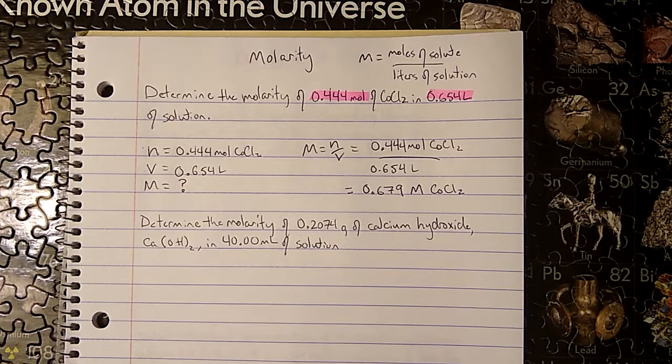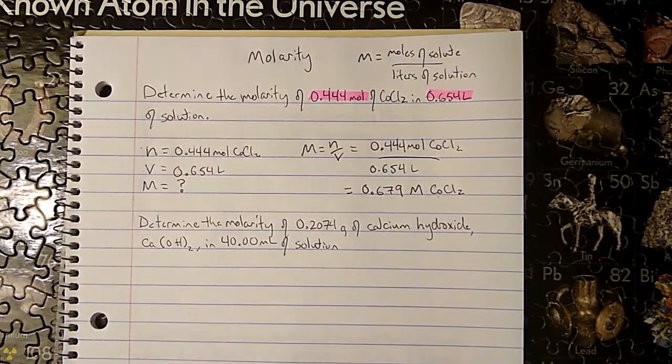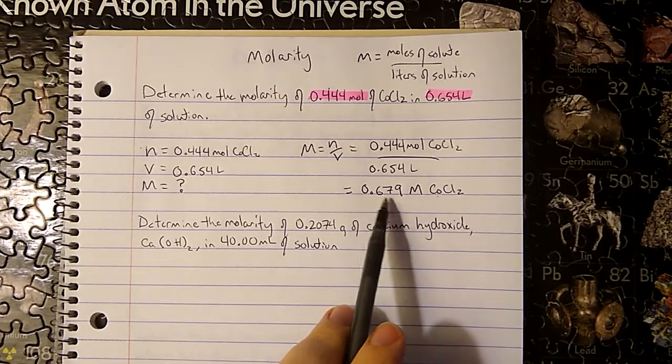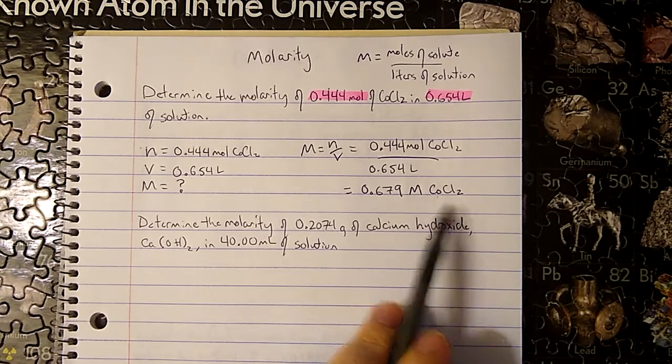When you're writing out the concentration, we write out the concentration of the solute. We don't worry about writing down the solvent. So 0.679 molar, M stands for molar, cobalt chloride.